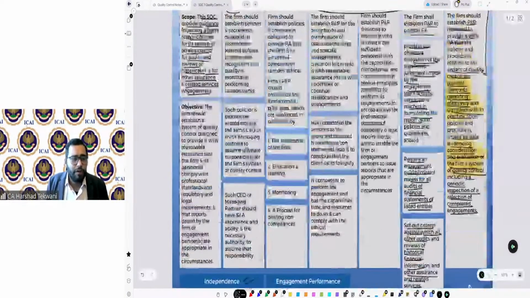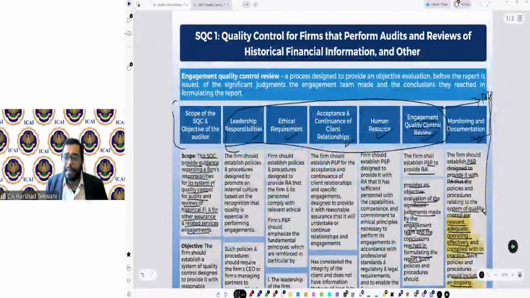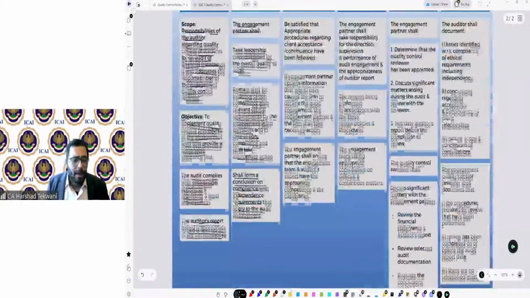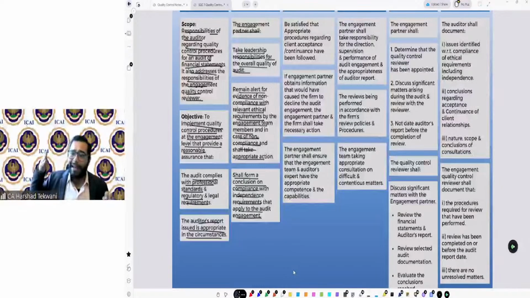In SQC1, we saw the independence requirement in detail. We saw the ethical requirement in detail. In SA 220, there are few things mentioned about the responsibility of the engagement partner: that the engagement partner has to see compliance with the relevant ethical requirements. Now, ethical requirements, again, if you need to refer to them broadly, you need to go to SQC1. When I say independence requirement, if you need to refer to it broadly, you need to go to SQC1.